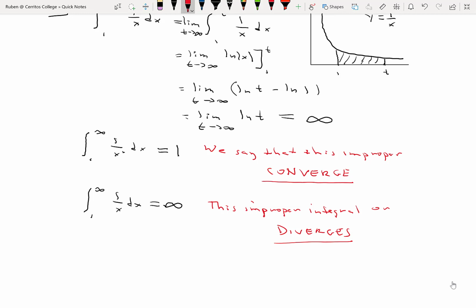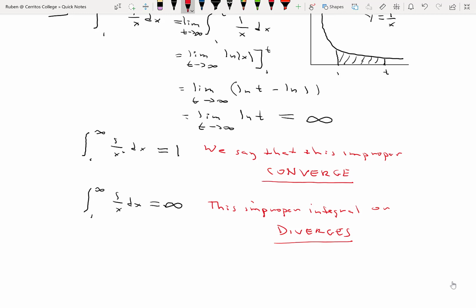One quick note before we move on is that divergence doesn't mean that the integral approaches infinity. Divergence simply means that the integral doesn't converge. So if an improper integral doesn't equal a constant, it diverges. Very often we get a divergence corresponding to an improper integral equaling infinity, but it's not necessarily the case.